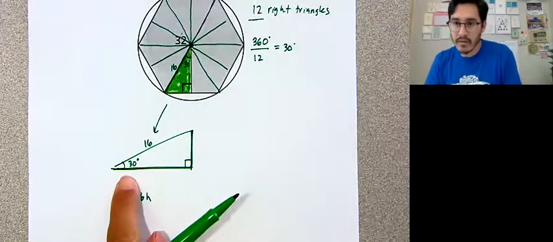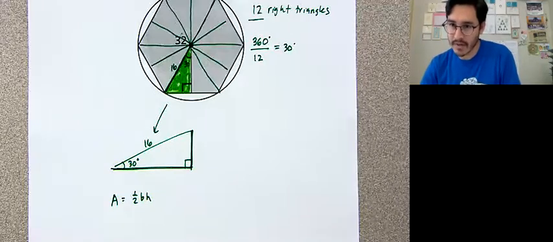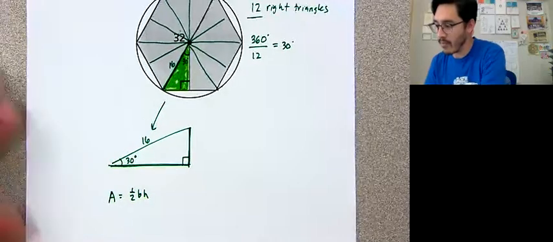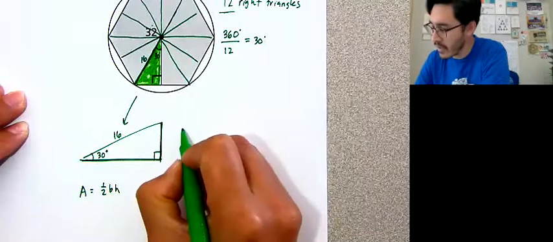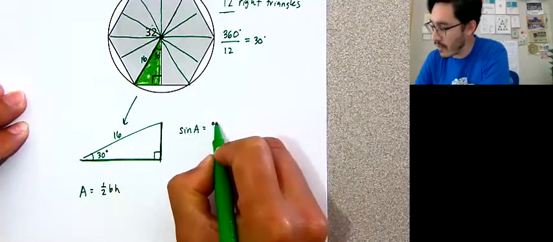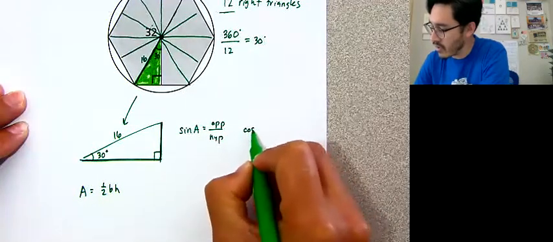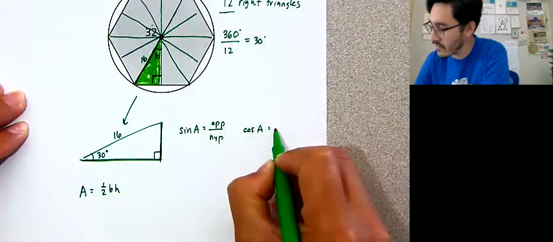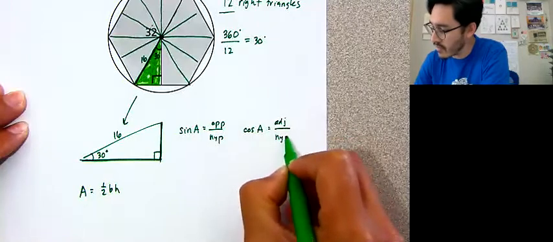But since we know the angle, we could use a little trigonometry to figure out the other two lengths. You knew deep down inside that we were going to come back to trig. So now is that moment. Here's a couple trig ratios that you should remember. The sine ratio of an angle is the opposite side to the hypotenuse. And the cosine ratio for an angle is the adjacent side to the hypotenuse.